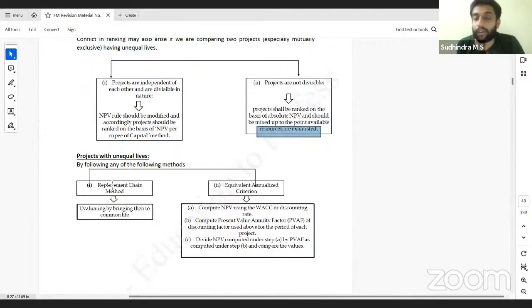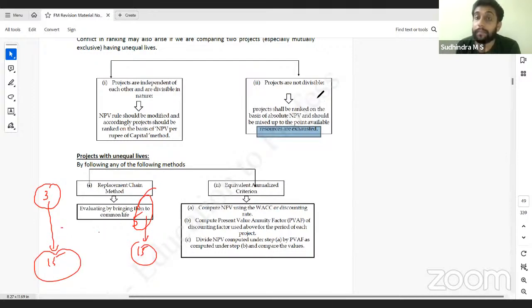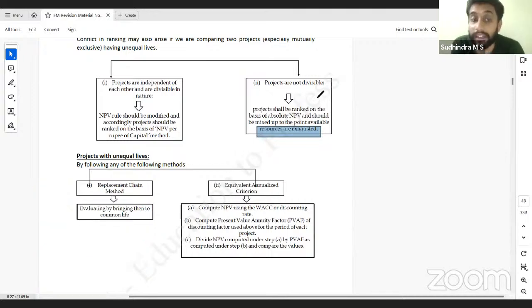Alternatively, we have two methods that we can follow in case of unequal lives. First, the replacement chain method. That means bringing them to a common life. If one project is 3 years and one is 6 years, bring the shorter project also to 6 years so that it is easy to compare. If one is 3 years and one is 5 years, bring both to 15 years, multiplying 5 into 3. Bring them to common lives and then compare. That is the replacement chain method. Or the equivalent annualized criteria, which is what will normally be followed. This is important from the examination point of view. Problems can be asked.